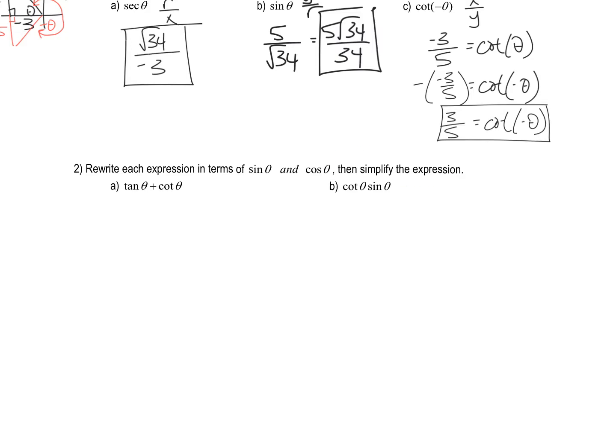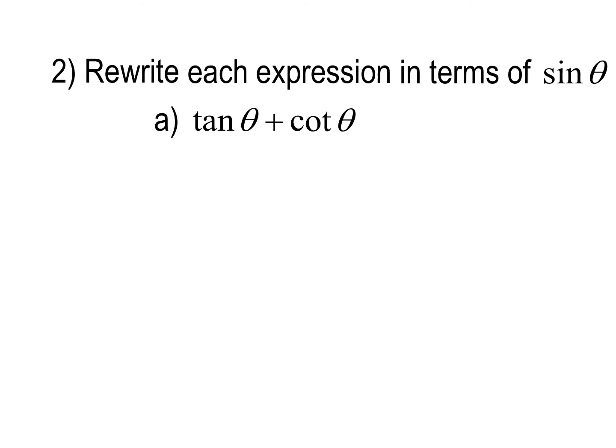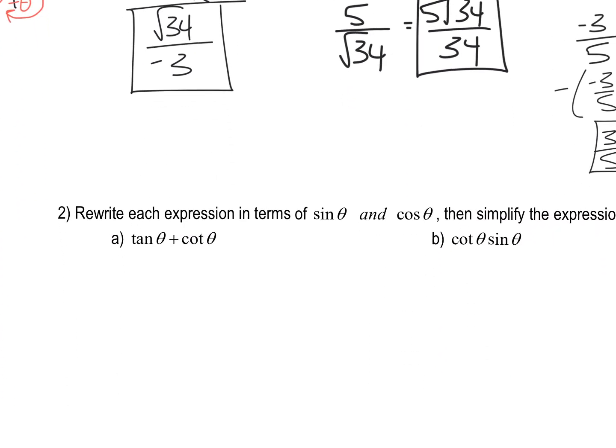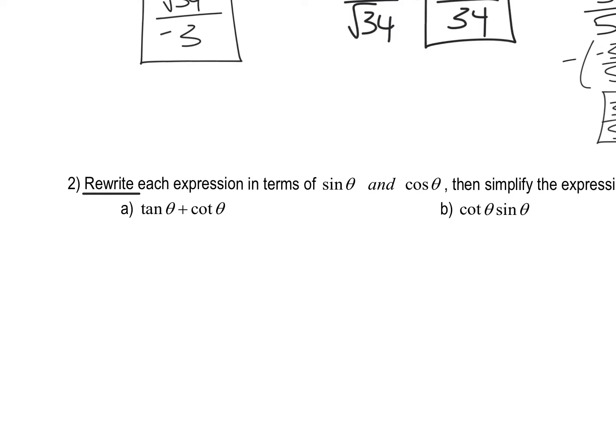So one trick to simplifying these types of problems is to take whatever functions you're given, in this case tangent and cotangent, and I am going to switch them by using the identities from the box up here. This is what tangent equals, sine over cosine, and cotangent here equals cosine over sine. The directions tell us to first rewrite each expression in terms of sine and cosine. So basically do a translation of all the other functions using only sine and cosine.